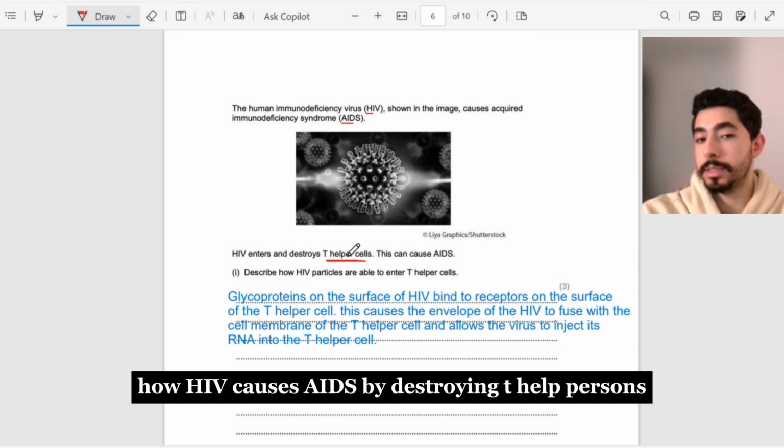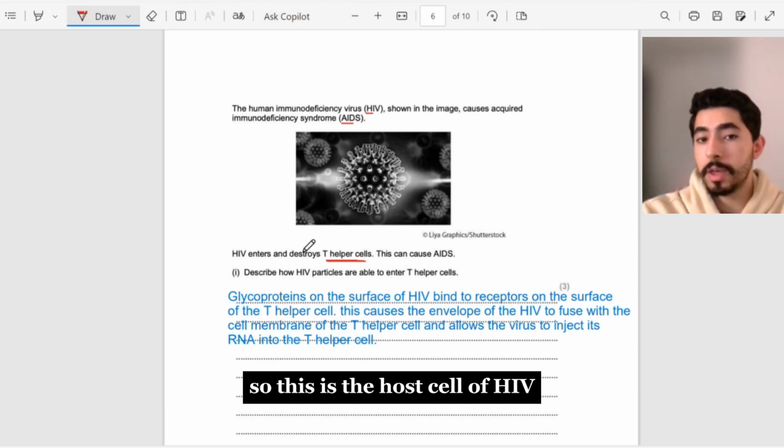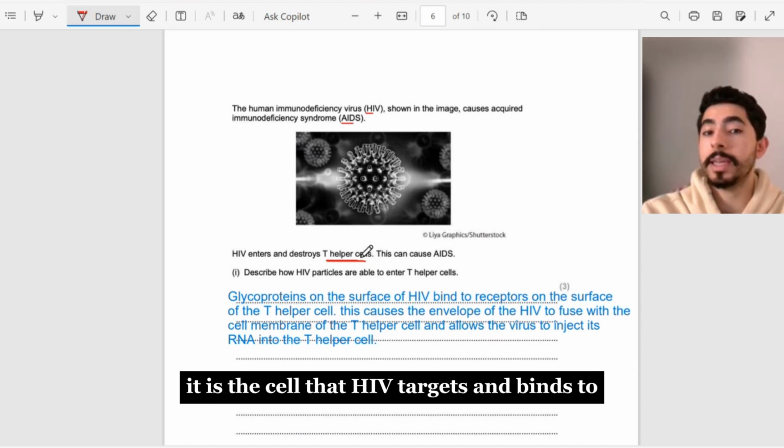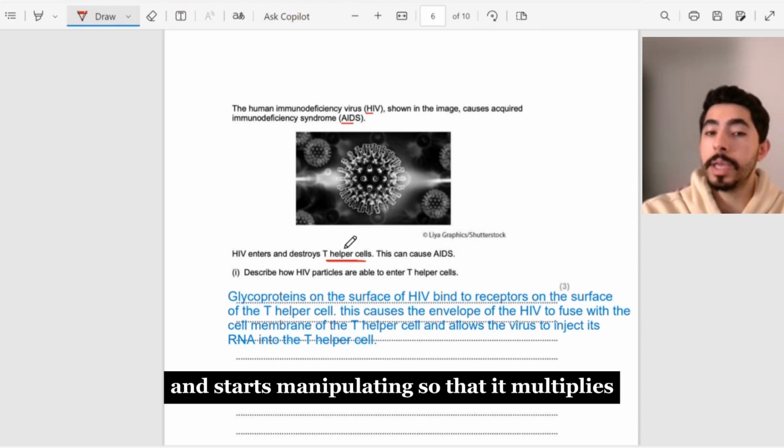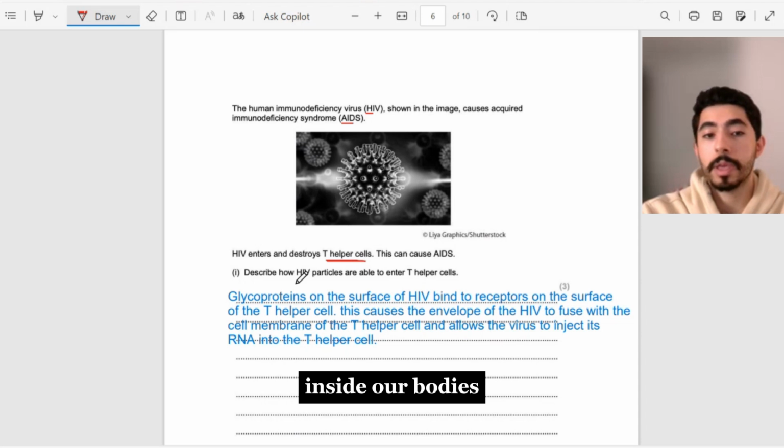The question we're looking at right now, they gave you how HIV causes AIDS by destroying T helper cells. So this is the host cell of HIV. It is the cell that HIV targets and binds to and starts manipulating so that it multiplies inside our bodies.